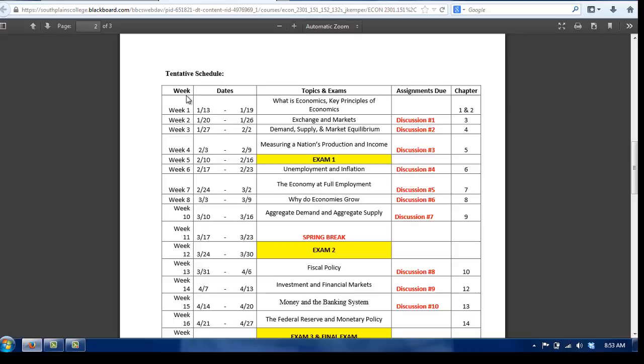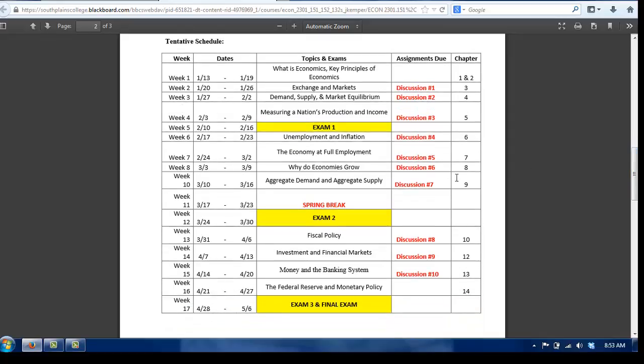That will give you a good idea of how we are going to approach this class and what we're going to study. Very important, pay attention to the discussions and when they will be. We don't have a discussion every single week because sometimes we have spring break or we have an exam, etc., etc. And because of that, you won't always have a discussion due.